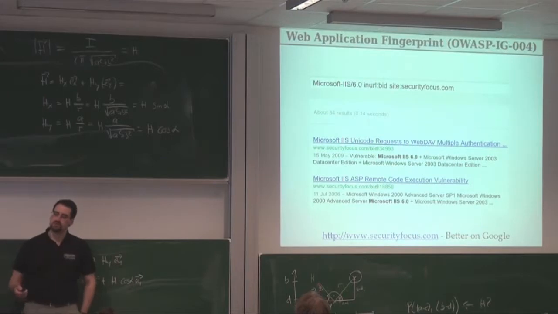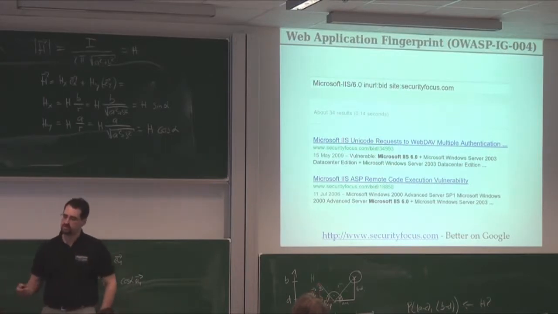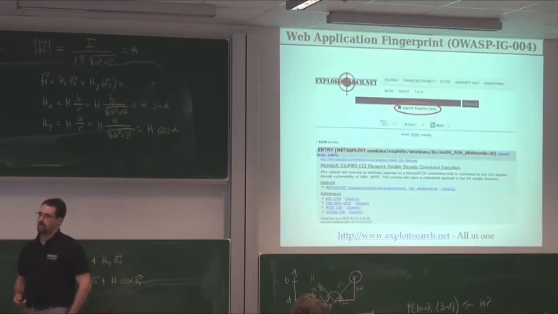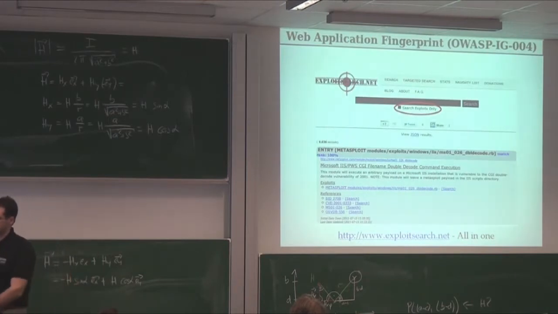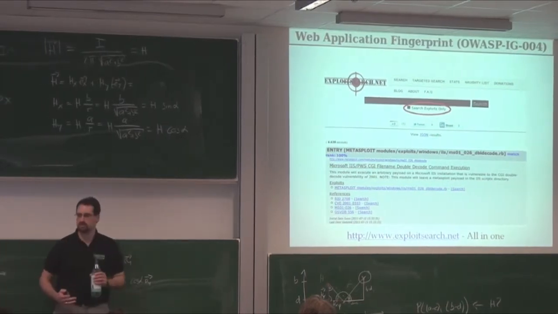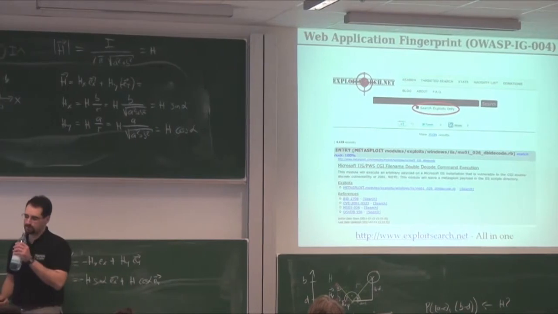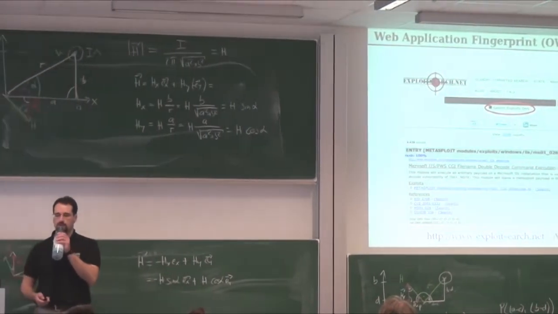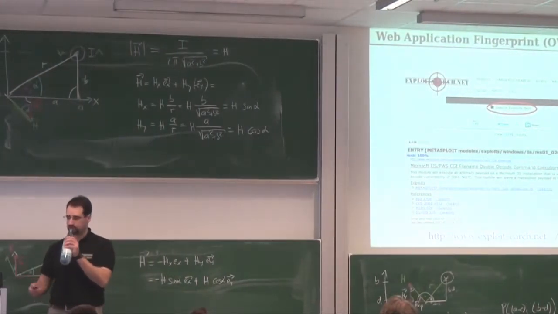For SecurityFocus, I prefer the Google search because it tends to find better results. And then exploitsearch.net is kind of an all-in-one site that combines information from SecurityFocus with the Nessus database and other stuff. It's a really cool site. It's one of the other links that open in pop-ups, in tabs.